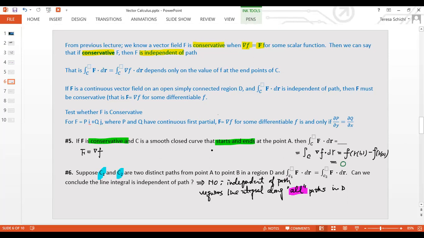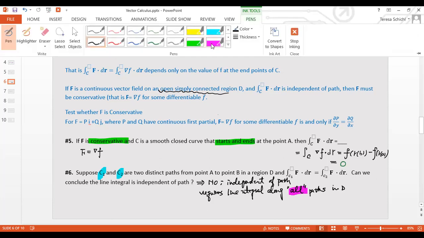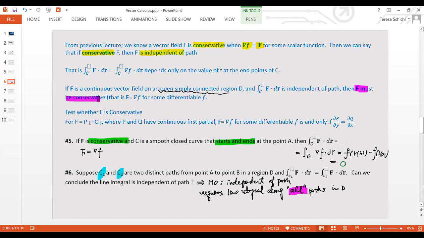Okay, so we already said that if F is conservative, then it is independent of the paths. And from the other direction, if F is a continuous vector field on an open, simply connected region, that's why I said you need to know what those mean, because the proof of the theorem uses this. So if this is independent of the path, then we know F has to be conservative.